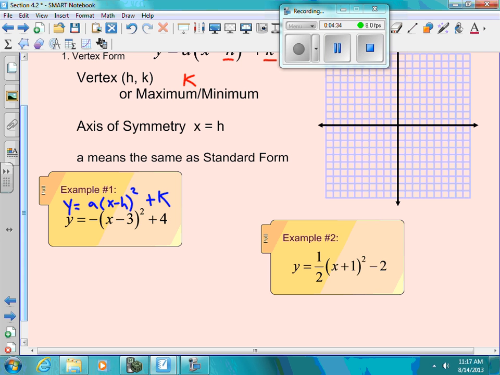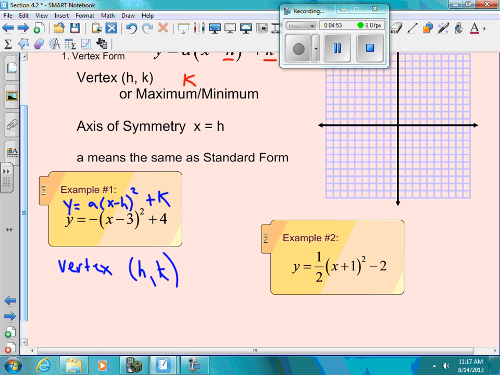So to find the vertex, we just need to identify what is h and what is k. In this problem, what is our h value? And be careful. Notice in the general equation, it's x minus h. So h is kind of the opposite of what the sign is in front of it.